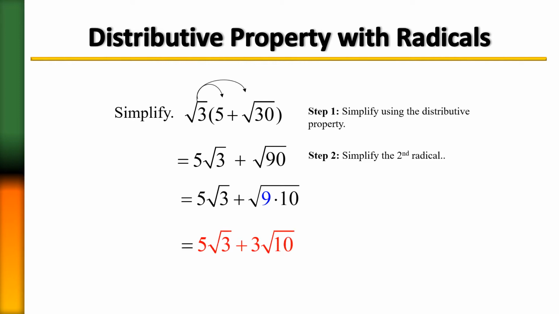And there you have it. You're done. You can't do anything more to it because the radicands are not the same, so you cannot combine them. So be careful. Don't try to combine things that you cannot combine. At that point, just leave it alone. You are done.